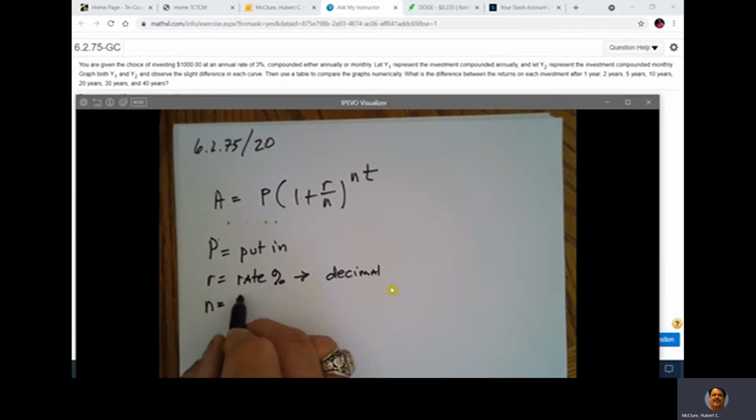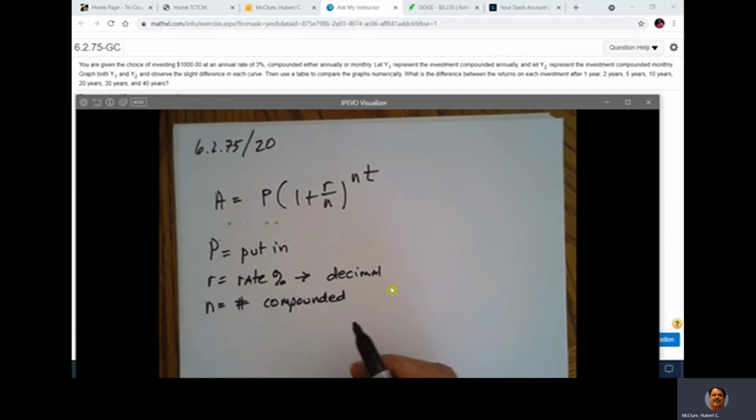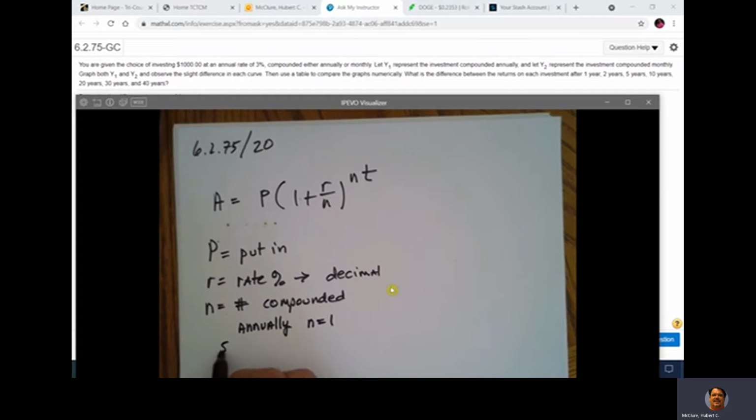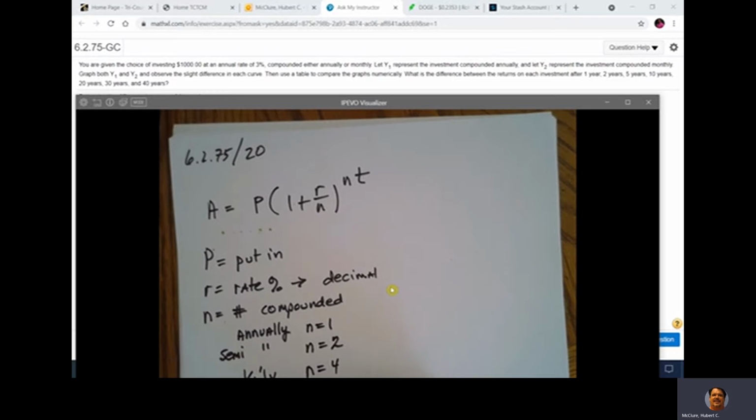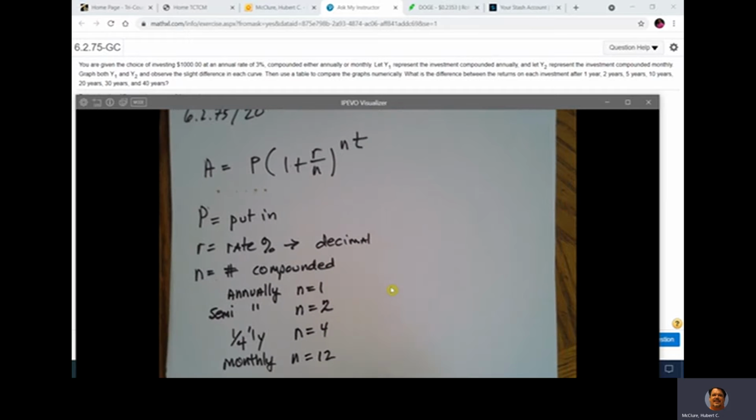r is equal to the rate. It's given as a percent, but you change it into a decimal. n is equal to the number of times compounded. If you see the word annually, n is equal to 1. Semi-annually, n is equal to 2. Quarterly, n is equal to 4. And monthly, n is equal to 12. They do have daily, but daily is not used that much.